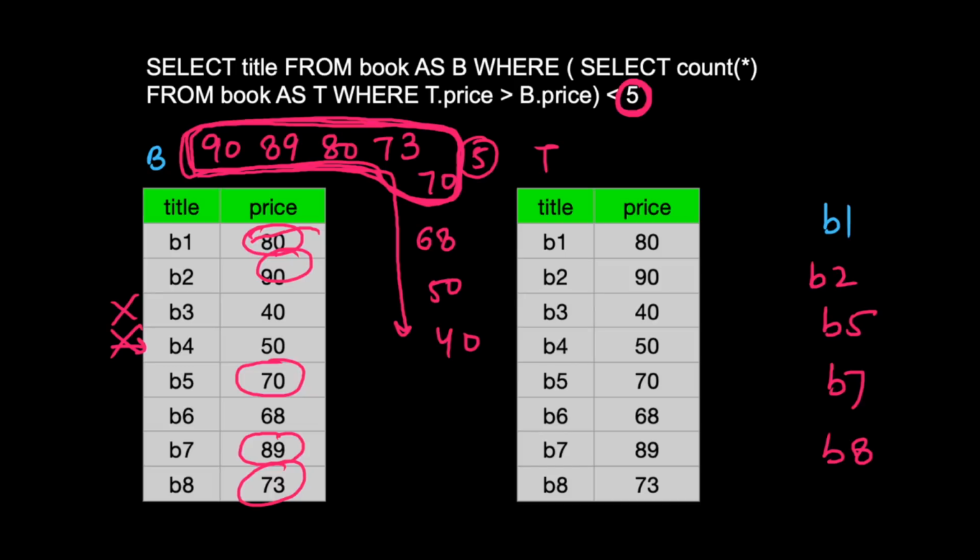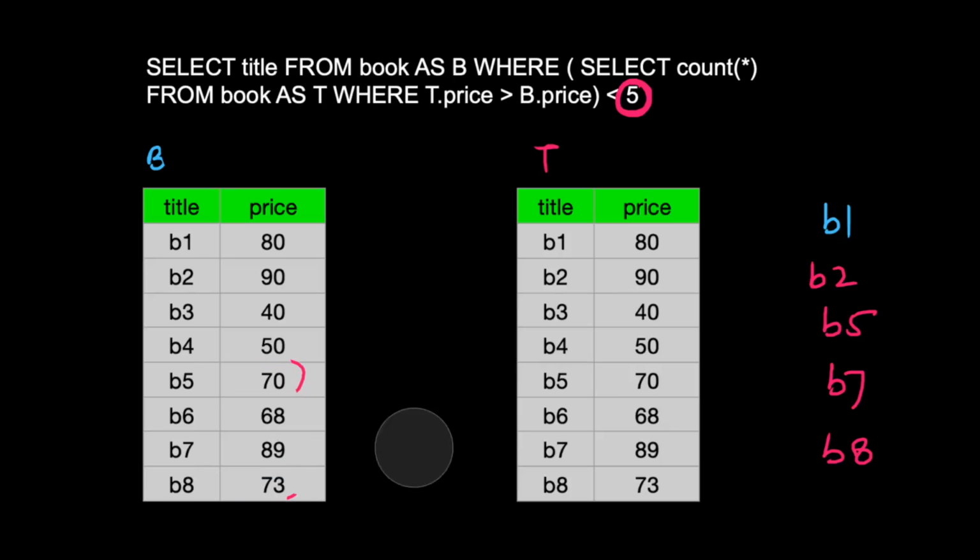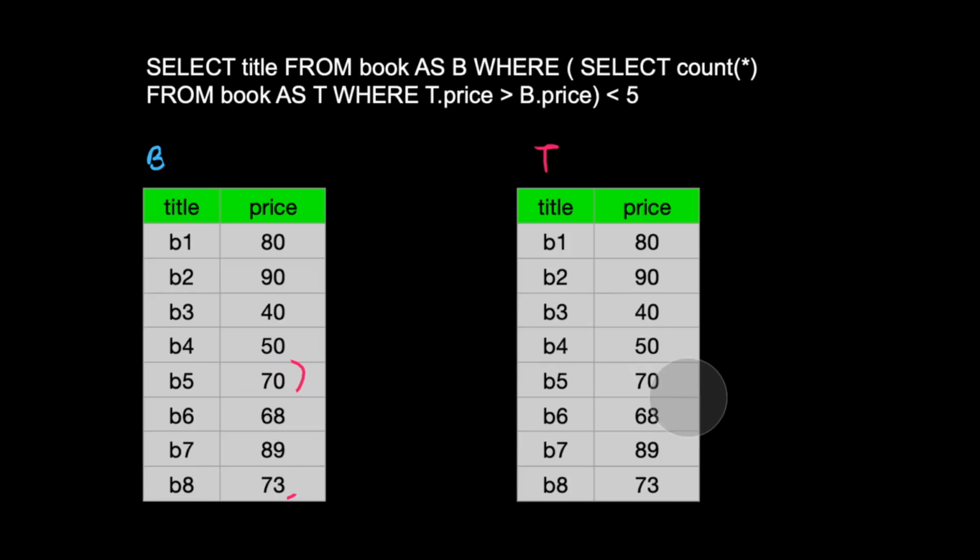Now you must be feeling, sir, you have taken this data in such a way that you are just coming up with 5 rows. 5 most expensive books. No. Let me make this very clear. Until we are not very intuitive about this query, we are not going to understand this. So let me make it more clear by considering an example.